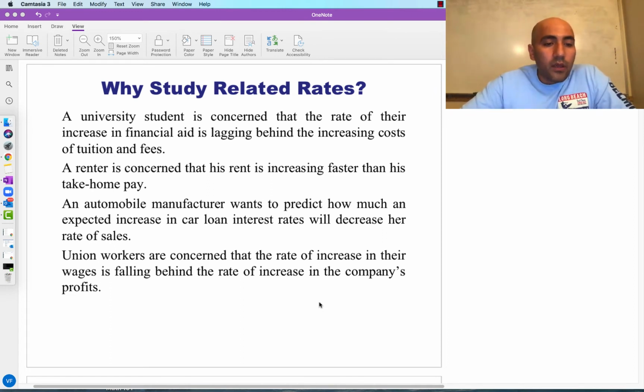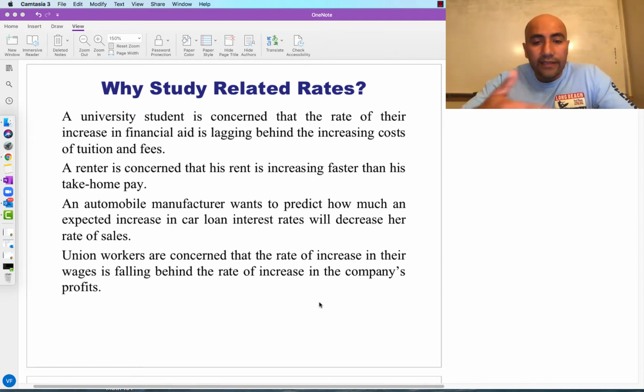Or another example, union workers are concerned that the rate of increase in their wages is falling behind the rate of increase of the company's profits, right? So ideally, if the company is making more and more money, their profits are increasing. Hopefully, they're sharing a proportion of that profit with their employees. So that could be again something that we want to analyze, and this could be something that the union workers can use to negotiate a future contract, right?